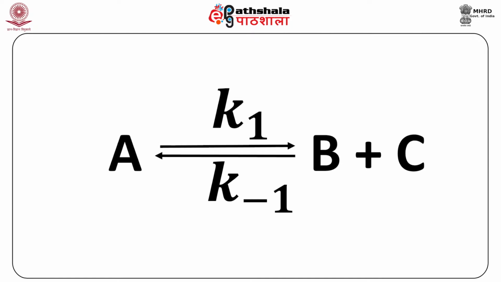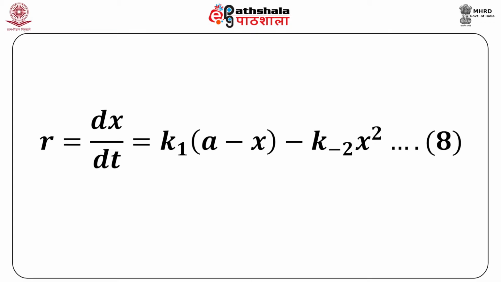Let us now consider a somewhat more complicated case involving a first order forward reaction with a second order reverse reaction. It is the case when A is in equilibrium with B plus C, where small a is the total concentration and x is the concentration of B, which is equal to the concentration of C.